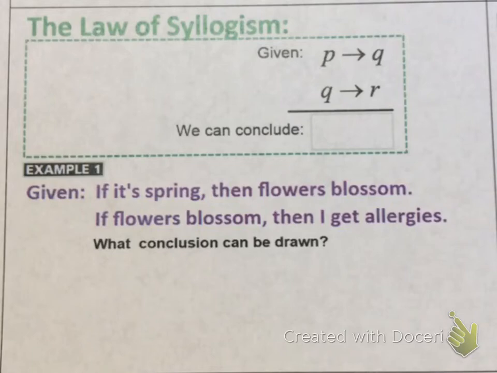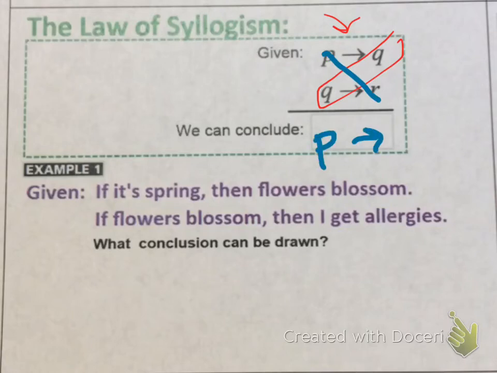Okay, the next law is the law of syllogism, and what it says up here at the top is if P then Q, if Q then R. So if you notice, those Q's are in common there. So if P makes Q happen and Q makes R happen, then guess what we have here? We know that P and R are going to be together: if P then R. So let me show you how that works in this example.